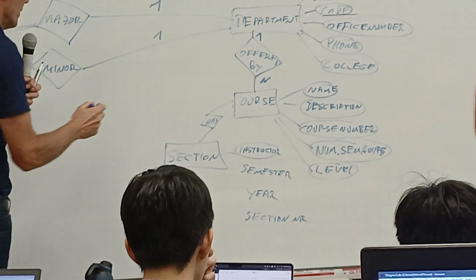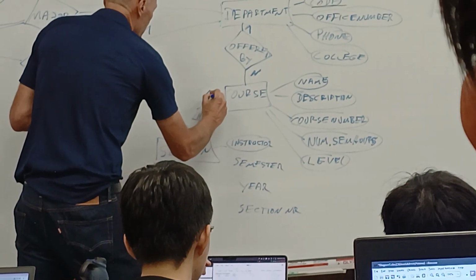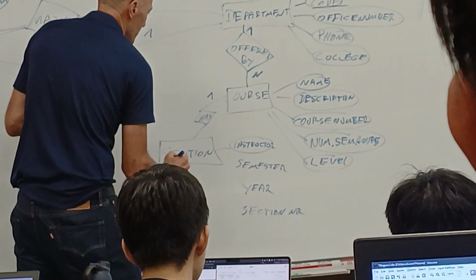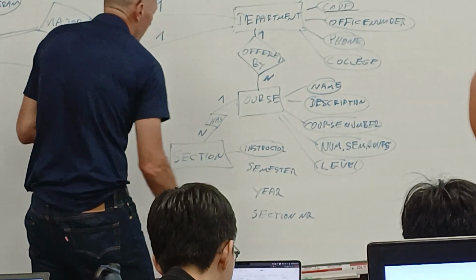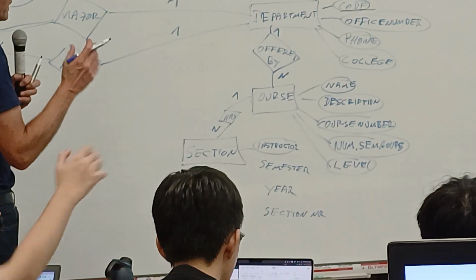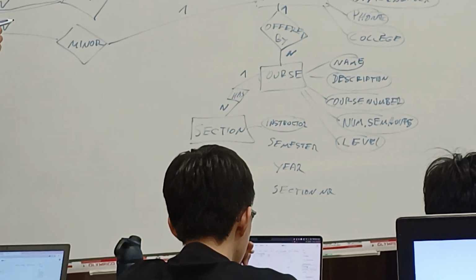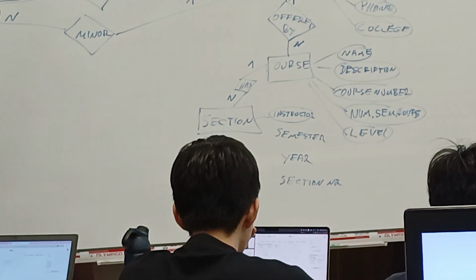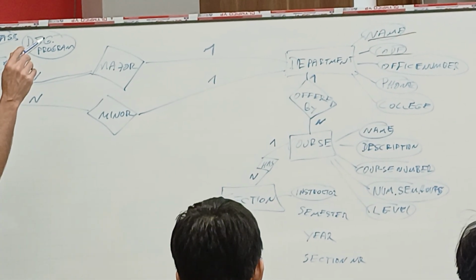Let's finish this. The section is having a course, so there must be one again. That is very likely. And maybe double lines, we don't know yet really. Common sense would tell us a section must belong to a course. I don't want a section that's not belonging to a course. But let's read a bit further.